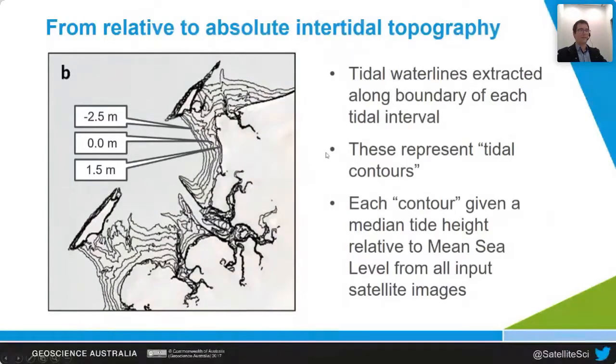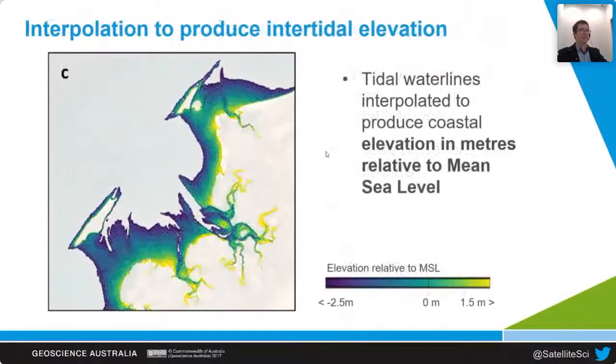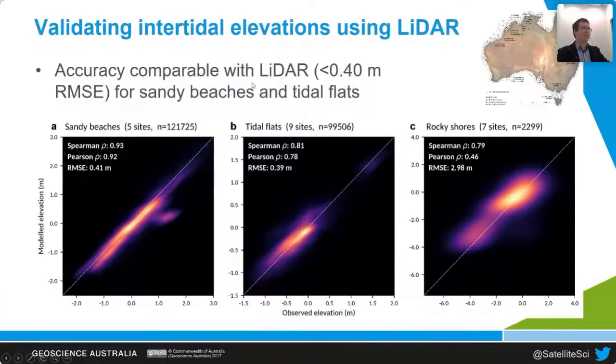Using that data, these are contours, just like you'd see in an elevation map, so we can interpolate between them, smooth between the lines, and get an actual elevation data set. In this data set, which is called the DEA intertidal elevation product, every single pixel represents a tide height and an elevation that you can put on a map and compare to other elevation data sets.